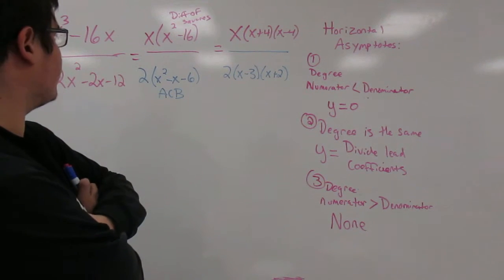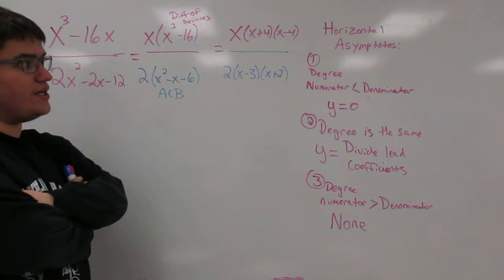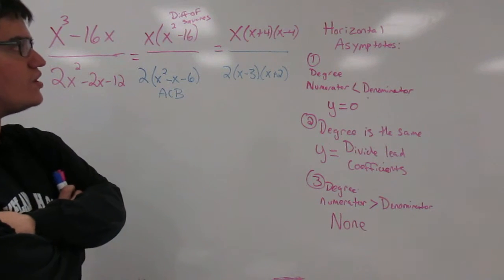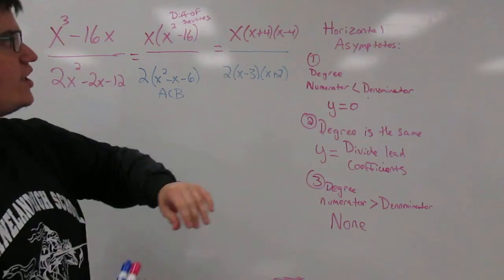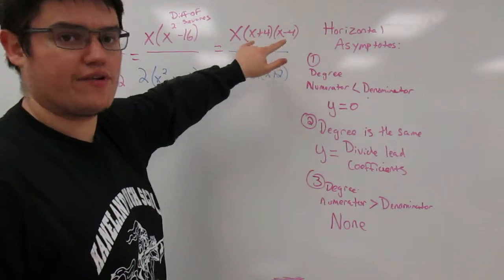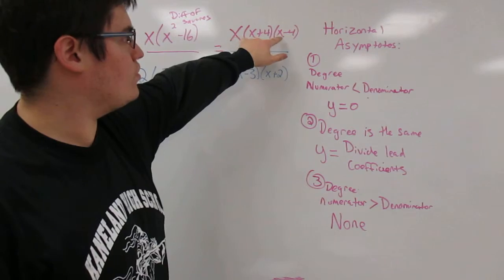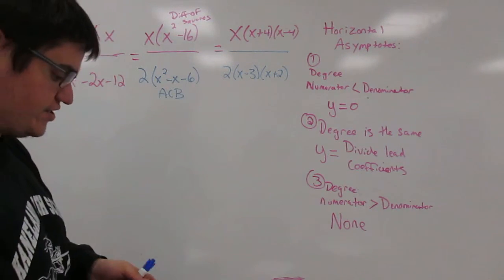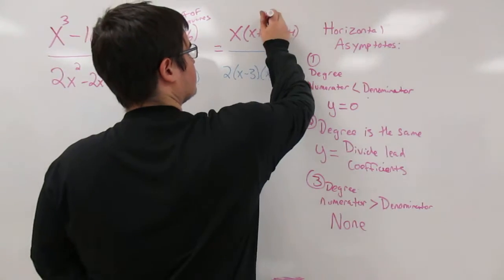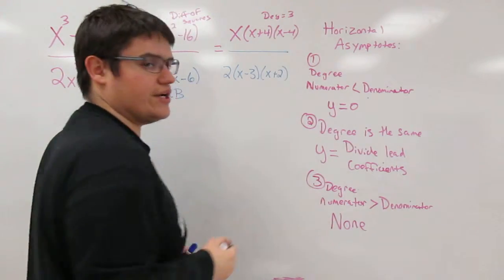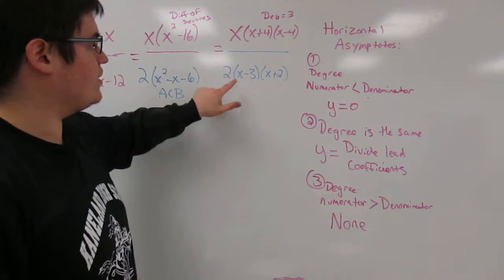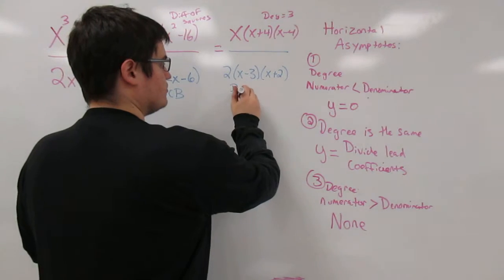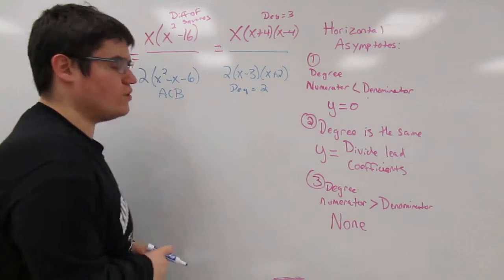So now we can actually look at the degree to see what kind of horizontal asymptote we have. Looking up here, I'm multiplying everything. I have 1, 2, 3 x's, and you can think to yourself, if you went backwards, you had x to the third. So my degree up here is 3. If I look at this one, 1, 2, I have 2 x's. So my degree here is 2, and that's back to here.